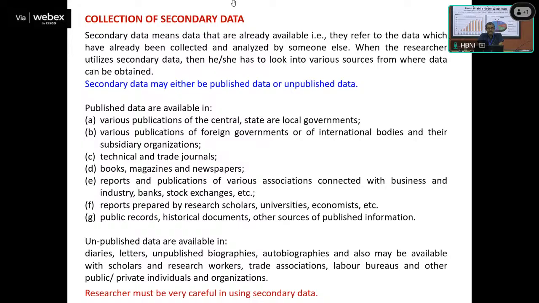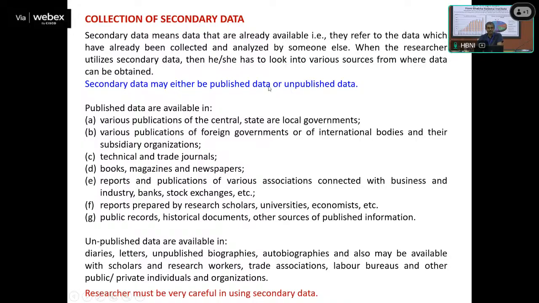Secondary data means the data that are already available. That is, they refer to data which have already been collected and analyzed by somebody else. So we understood what is secondary data. When the researcher utilizes secondary data, then she has to look into various sources from where the data can be obtained. Like in literature survey, we discussed in detail the sources. Here also, when we consider secondary data collection, we have to take care of the sources which we are using for our data collection.